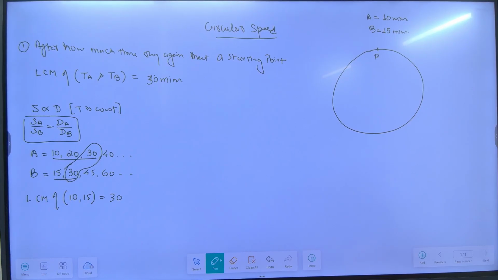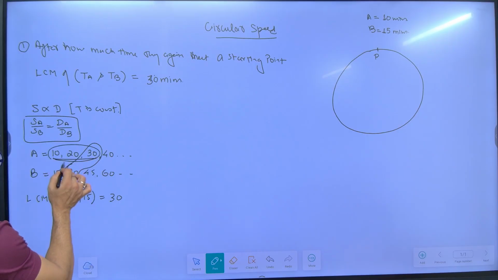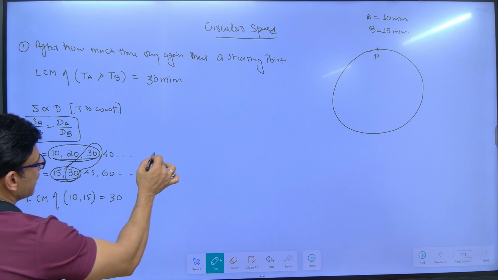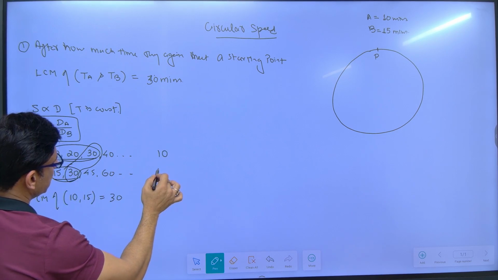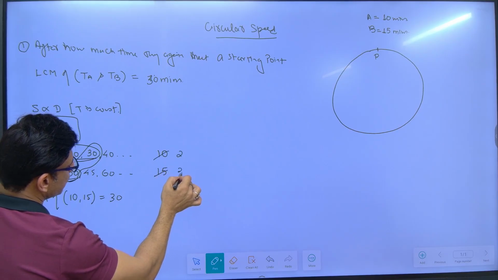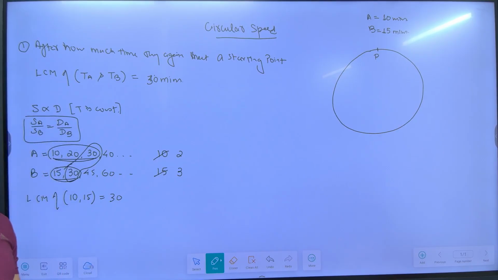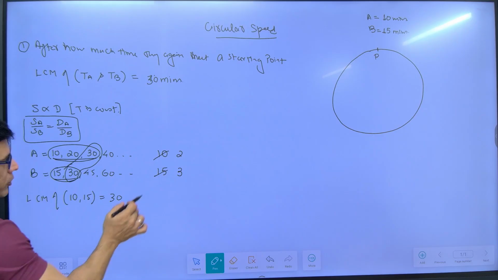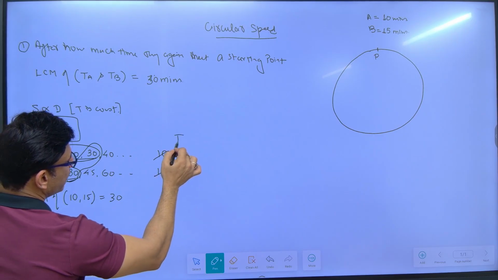Now, I told you when time is constant, the ratio of speed is equal to the ratio of distance covered, right? Over there, when I say 3 rounds and 2 rounds, how much time is A taking? 10. How much time is B taking to finish a complete round? 15. What is this? 2 is to 3, right? What is 2 is to 3? The ratio of time.